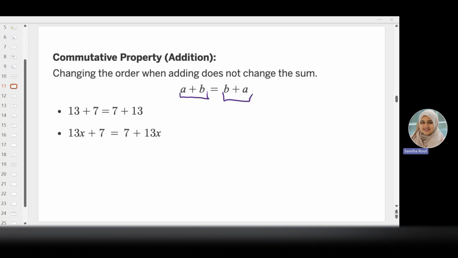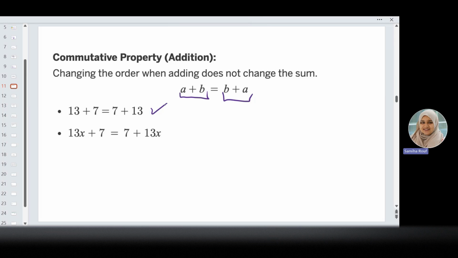The first property we have is the commutative property. This tells you that if you have two numbers and you add them in one order, that's the same as adding them in a different order. So a plus b is the same as b plus a, or 13 plus 7 is the same as 7 plus 13.